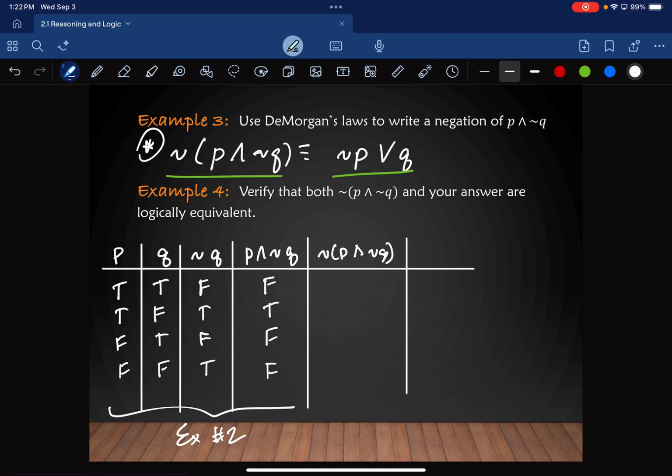So if I take the column that I've created at the very end here, false, true, false, false, and I do the negation of it, what will it be? Okay, true, false, true, true. Is everybody good with that? Okay. So in some sense, this is the end of the truth table that represents the left-hand side.